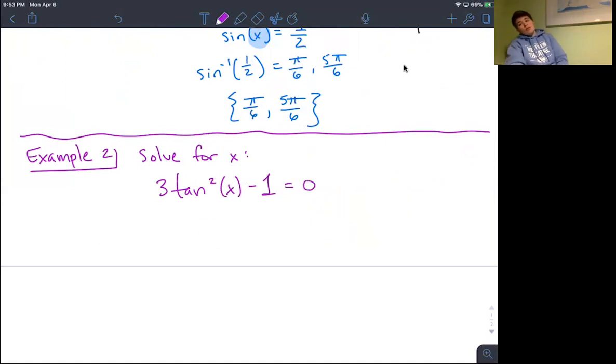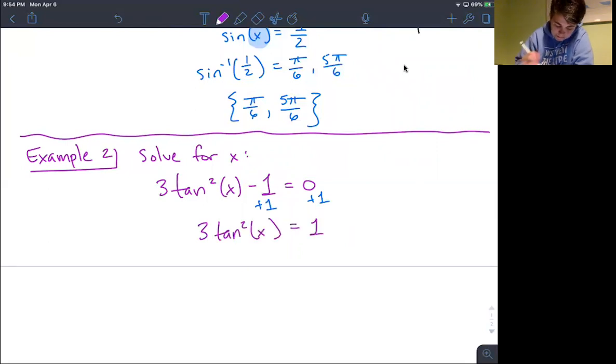So the first thing we need to do, isolate the trigonometric function. Which trigonometric function do you see here? I see a tangent of x. So I want to get that by itself. Eventually we're going to want to get rid of that squared right there, but we'll cross that bridge when we get to it. So let's do our fun little algebra. So we're going to add 1 to both sides. So we have 3 tangent squared of x equals 1.